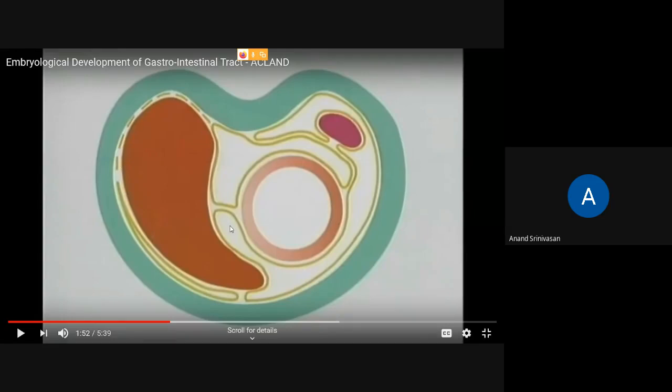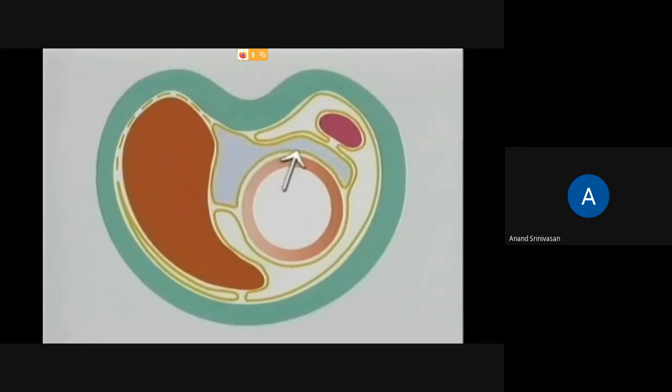Now here, what is this one? This is the greater sac, and this one is the lesser sac. This is the lesser omentum, the greater omentum. This part is the greater sac, and this part is the lesser sac, also called the omental bursa. I will repeat the video again at the end. These changes produce this almost separate pocket behind the stomach, the lesser sac.